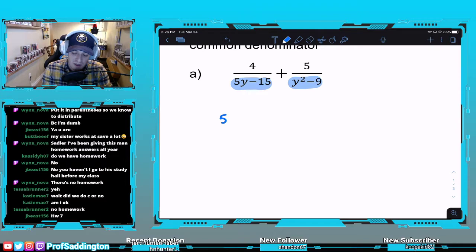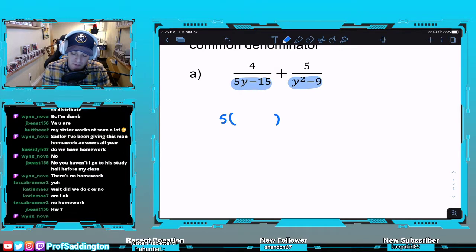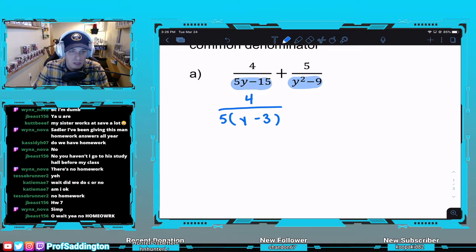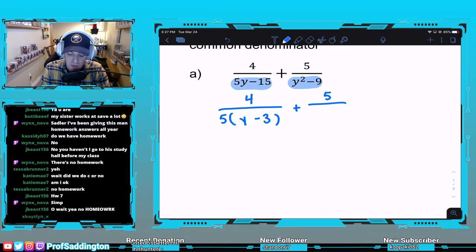So I could pull out a 5, and we would be left with y minus 3. So all I'm doing is factoring the denominators. The numerators are staying the same because I can't factor with the 4. Plus, I have y squared minus 9, and that could be factored with the use of dots, difference of 2 squares. So the 5 is still going to be on the top, but I can rewrite y squared minus 9 as y plus 3 and y minus 3.